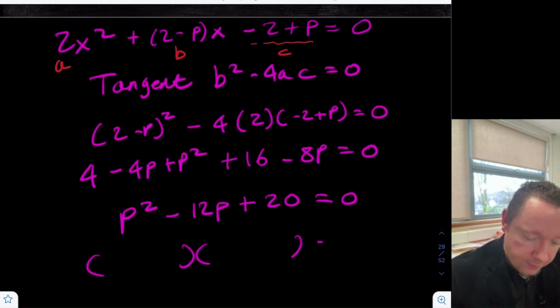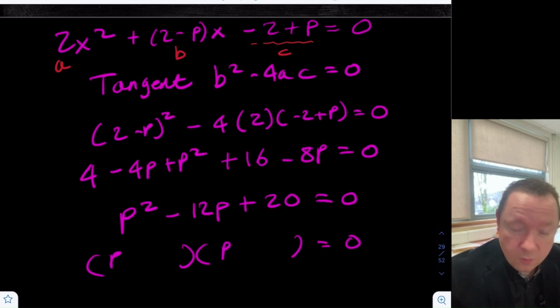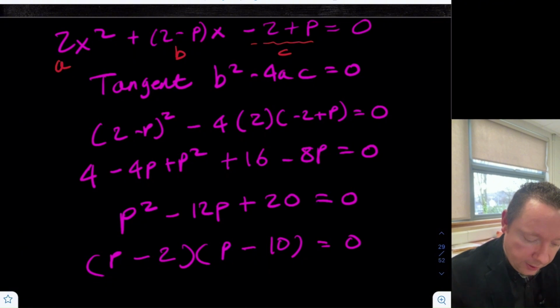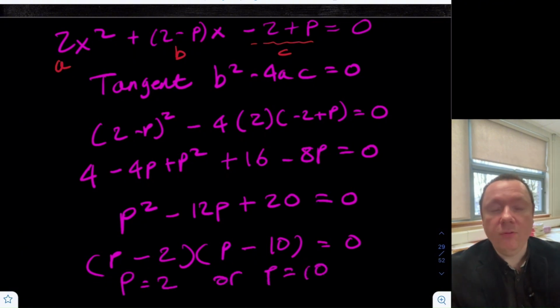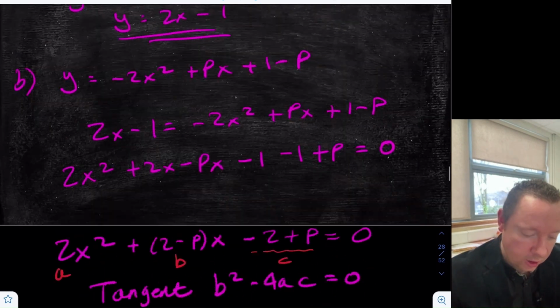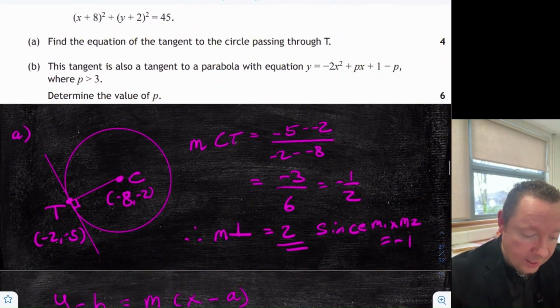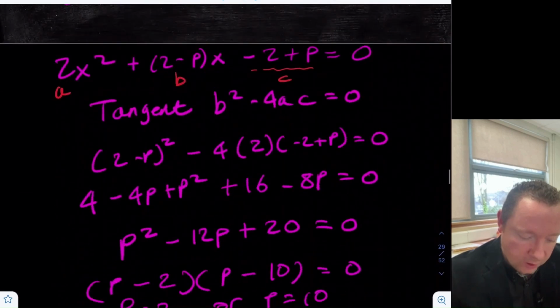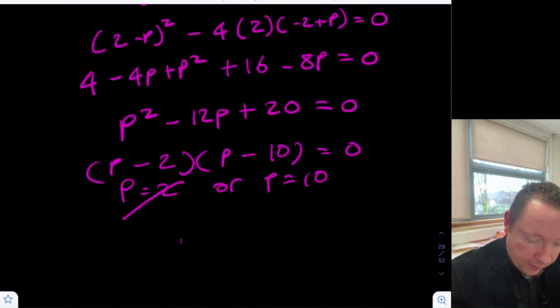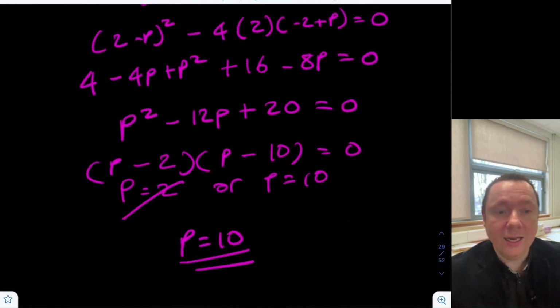So another quadratic to solve, but this one should be factorizable hopefully. Double brackets, we've got p and p. 10 and 2 make 12 when you add them, so it's minus 10 and minus 2. So p equals 2 or p equals 10. But then if we go back to the original question, it says p is greater than 3. So disregarding this one, p equals 10 as our final answer.